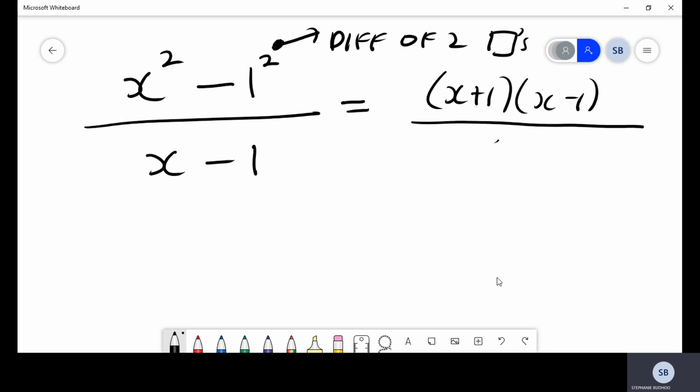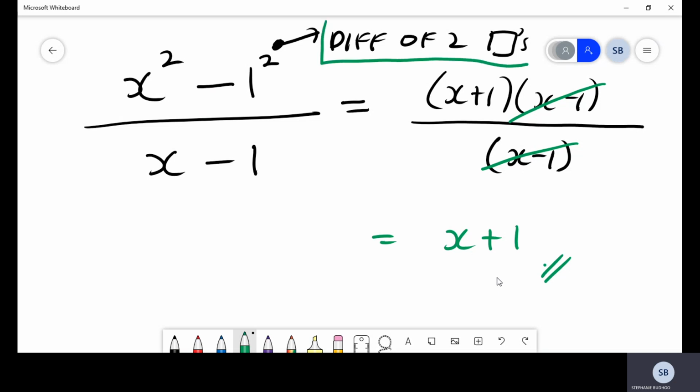And your denominator, if we were to write it back here, you'd notice that we can cancel. And canceling just gives us a nice clean answer of x plus 1. Now, a question like this is very straightforward to do if you are able to recognize that it was the difference of two squares.